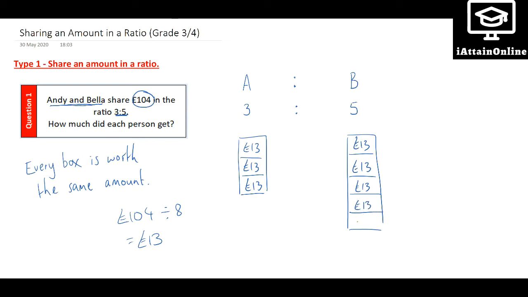Then the question is going to ask you a number of things. This one asks us to find out how much each person got, but it won't always say that. It might say find out how much Andy got or how much Bella got. To find out the total, all we're going to do is add up these boxes. So 3 lots of 13 gives me £39. Again, I'm lining everything up. And then 5 lots of 13 is going to give me £65. So in this case, Andy got £39 and Bella got £65, and that's it.